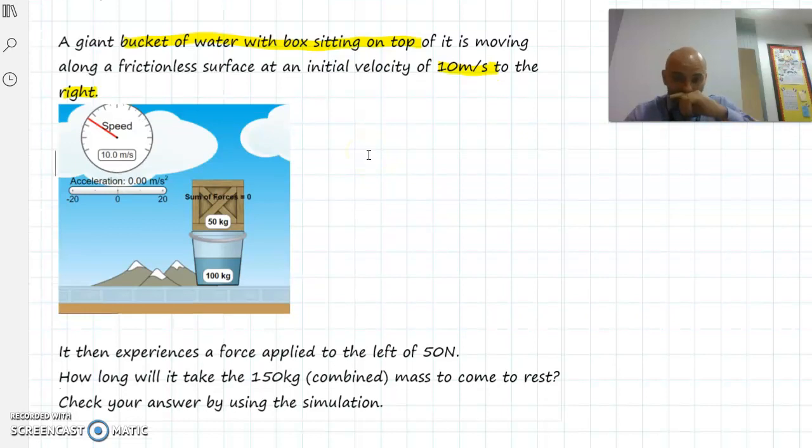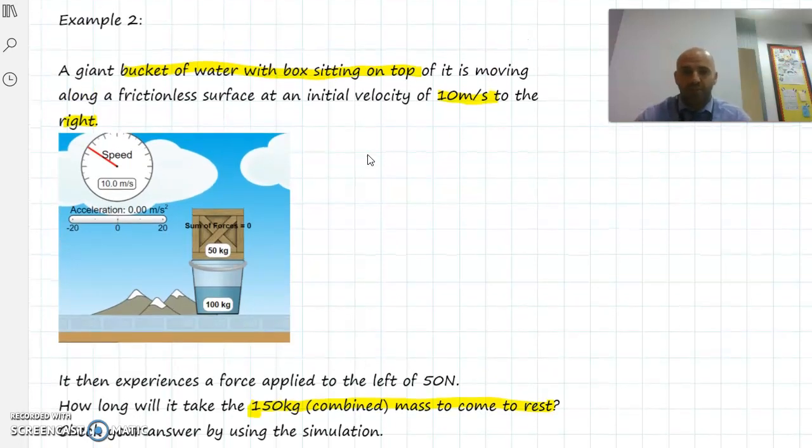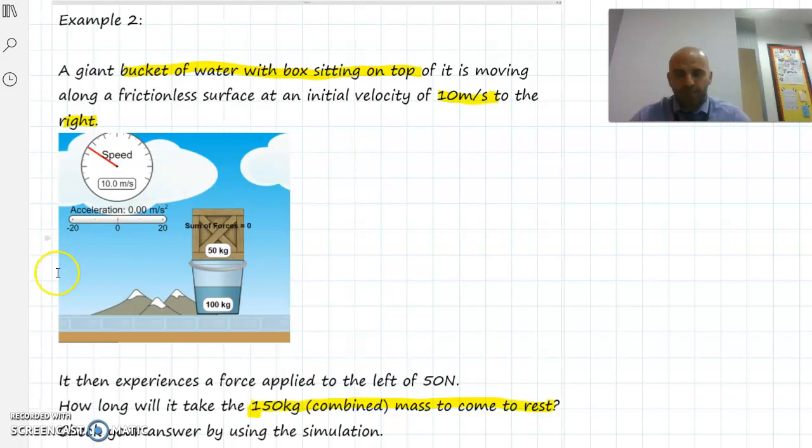It then experiences a force applied to the left of 50 newtons. How long will it take the 150 kg combined mass to come to rest? What I want to do is check our answer by using the simulation. Now I'll get you guys to check the times. I'm not going to check the time, but we'll see how it goes from there.